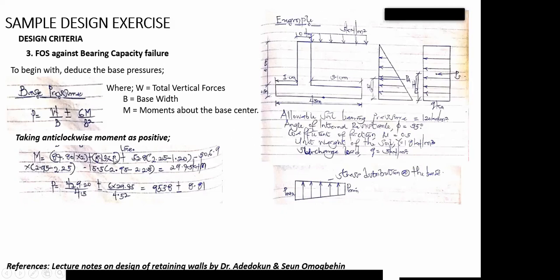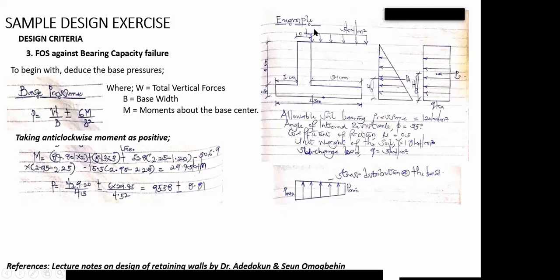For my 8.13, my 8.13 times 3, that is the horizontal component of my surcharge. The horizontal component of my surcharge is at the midpoint of the retaining wall, and the total height of the retaining wall is 6. So 6 over 2 will give us 3.